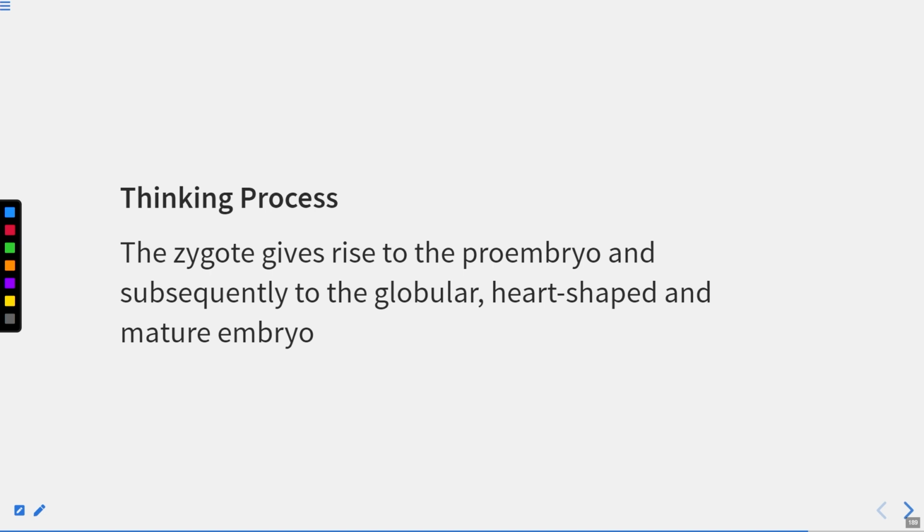You already know that the zygote first gives rise to the pro-embryo. Subsequently, which stages are achieved? Globular stage, then heart-shaped, and then you get the mature embryo that consists of the radicle and plumule and everything. So first you can say zygote, which gives rise to proembryo, and then proembryo develops into globular stage first, and then heart-shaped, and then mature embryo.